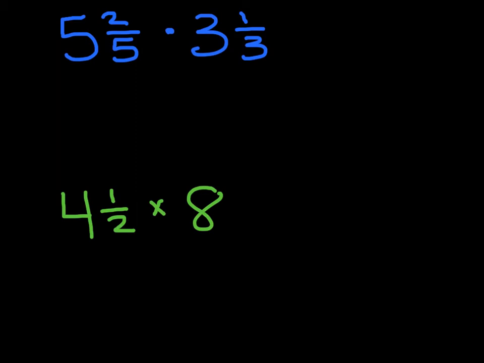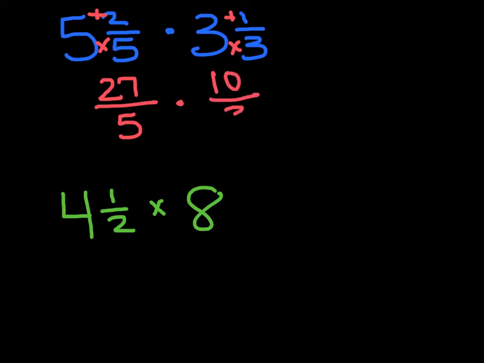Okay, let's do a couple of problems. First, I am going to change my mixed number to improper fractions. So on 5 2/5 times 3 1/3, I am going to multiply 5 times 5, which is 25, add my numerator 2, which is 27 fifths, because I keep my denominator the same, and then 3 1/3, I take 3 times 3, which is 9, plus 1 is 10, that is 10 thirds.